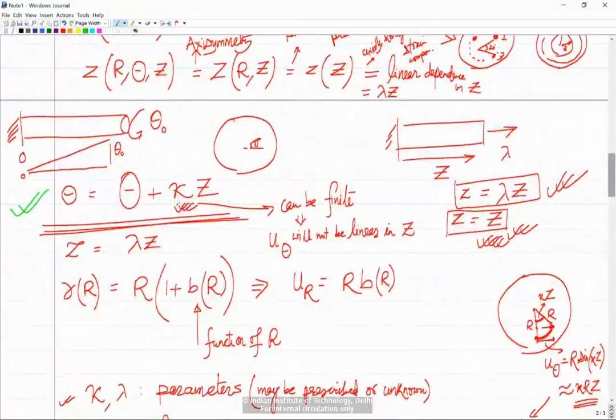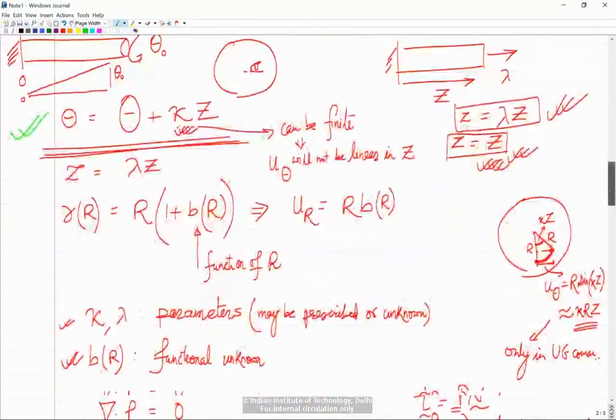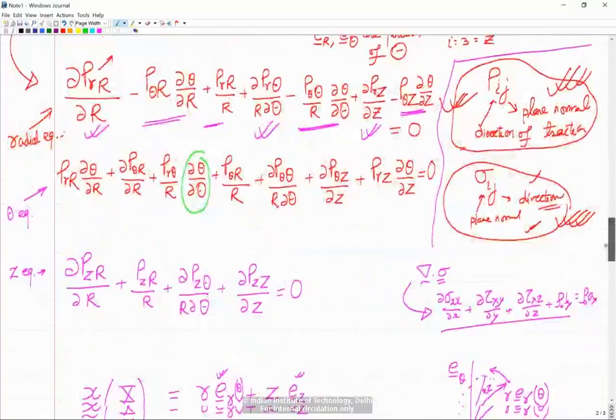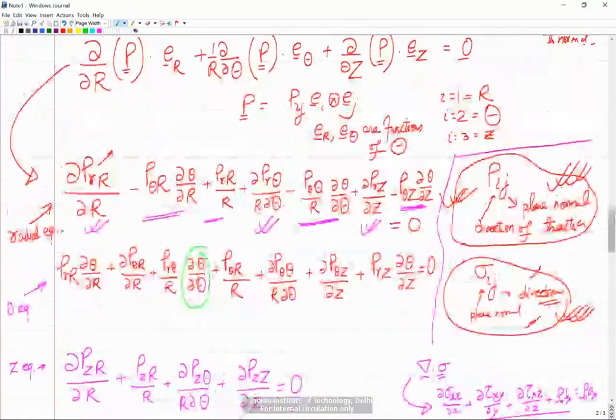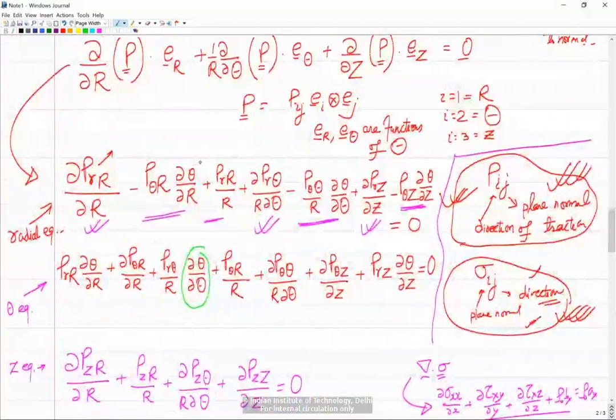Pulkit, what will be del small theta by del big theta? That should be 1, I think. Yeah, it is 1, of course. Similarly, what is del small theta by del big Z? Kappa. Del small z by del big Z, it is lambda. So those things are required in the equation. So for our kinematics, what is this thing?